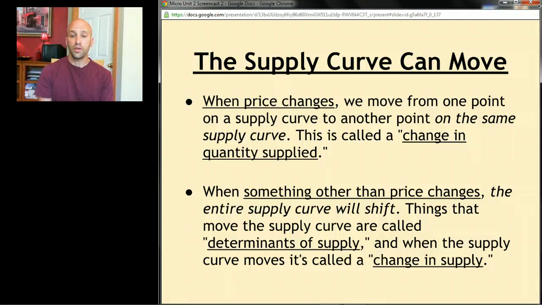When something other than price changes that affects producers' willingness and ability to produce things, the entire supply curve is going to shift. Things that move the supply curve are called determinants of supply, and when the supply curve moves, we call that a change in supply. And again, notice the distinction in terminology. Change in quantity supplied means that we've moved along the supply curve and it's simply price that changed. A change in supply means that something fundamental about the product or service has changed, not the price, and the entire supply curve is going to shift.